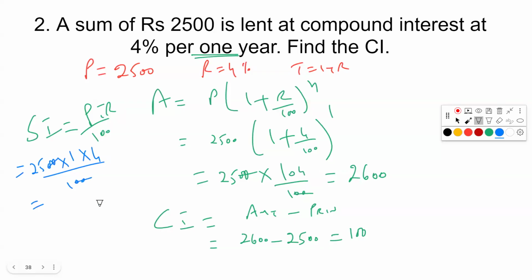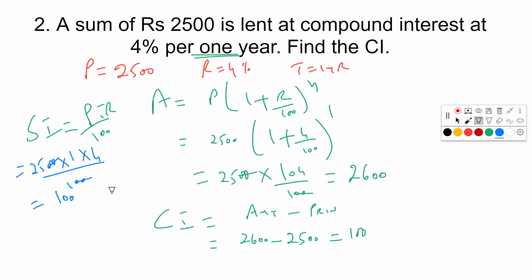Okay, two zeros gone. 4 into 25, 100. So if it is yearly calculation, now please understand. If you are calculating simple interest on yearly basis and compound interest also on yearly basis, there is no difference between simple interest and compound interest. When does the difference start? It starts from second year onwards.